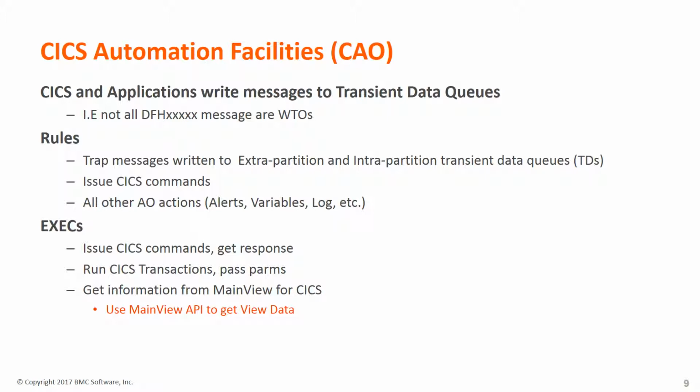Now, Auto Operator for CICS provides you with the ability in rules to trap messages that are being written either to the extra partition or intra-partition TD queues. You also have the ability to directly issue CICS commands, and you have access to all other AO actions such as issuing alerts or querying or setting variables. For support within execs, we have the ability to issue CICS commands and interrogate the responses. We can run CICS transactions and pass parms. And we also have the ability to collect data from MainView for CICS using the MainView interface in Auto Operator.